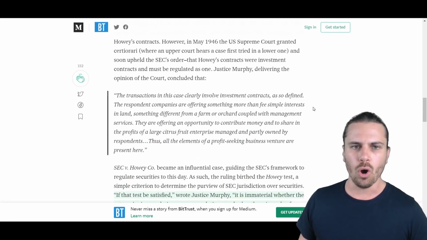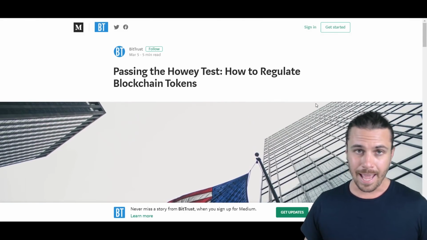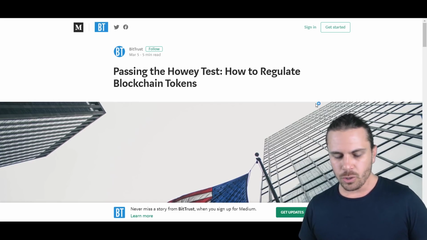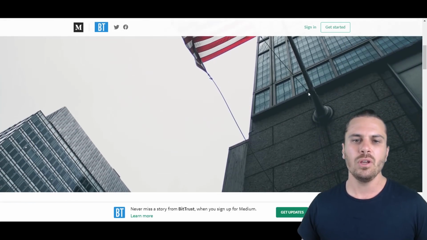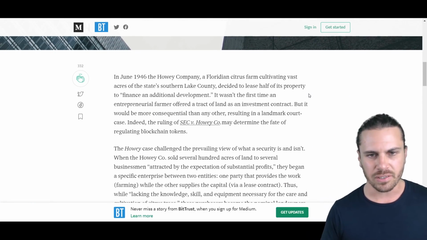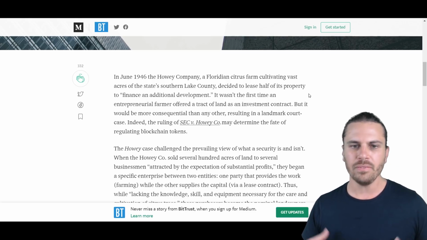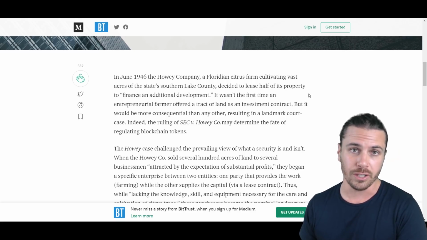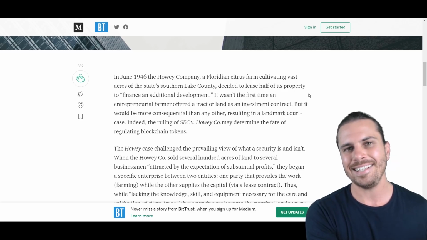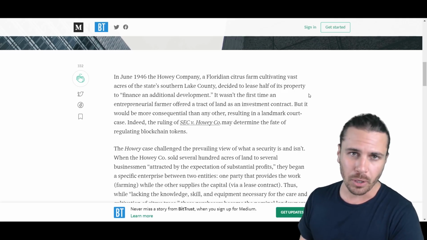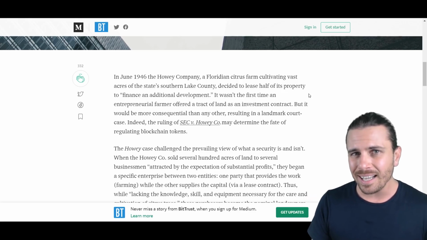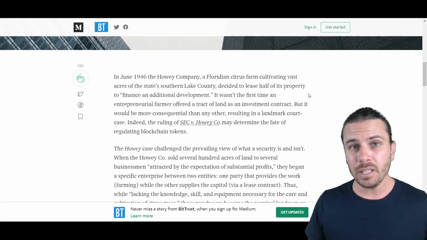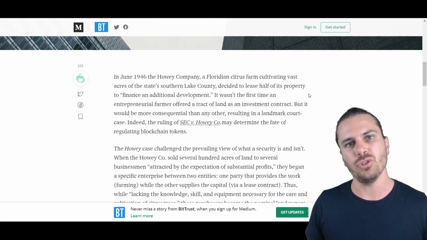So here's a good article on something called the Howey test: Passing the Howey test, how to regulate blockchain tokens. Now this goes into applying something called the Howey test, which was basically back in 1946 the result of a court case. They developed this thing called the Howey test to determine whether certain shares were classed as securities or not. Now people are trying to apply that same test to cryptocurrencies and tokens. It's not always clear, it's not always perfect, because the applicability of tokens is evolving over time because the market is so new.